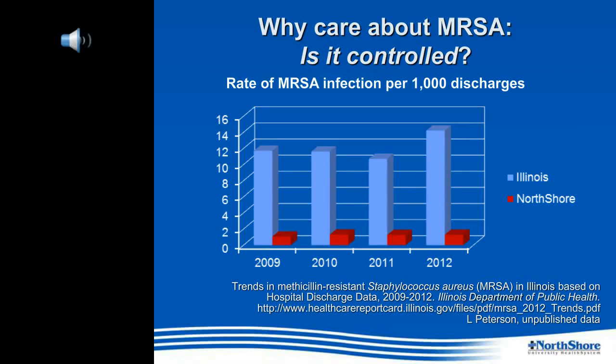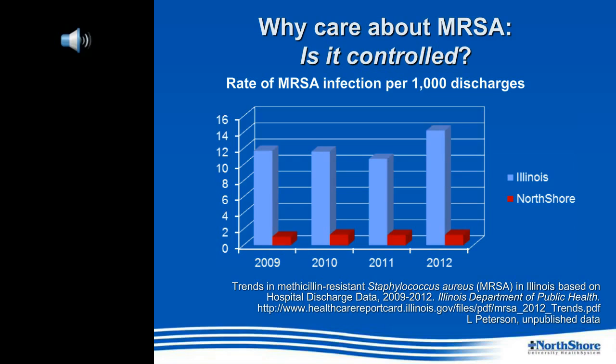So one of the continuing questions is, should we continue to care about MRSA? Is it controlled? Isn't it controlled? The state of Illinois publishes on a public website a report card on how we're doing, and this is from the most recent report card from data through 2012.